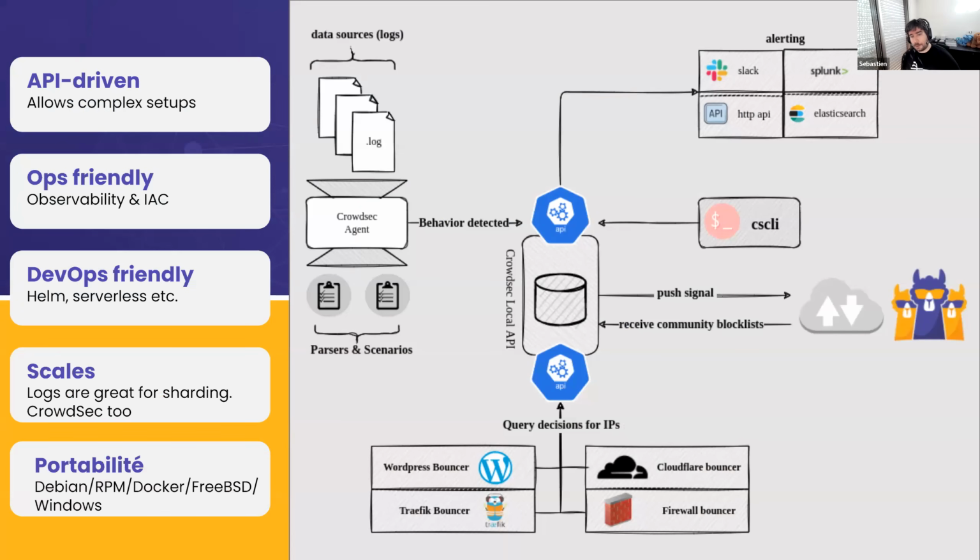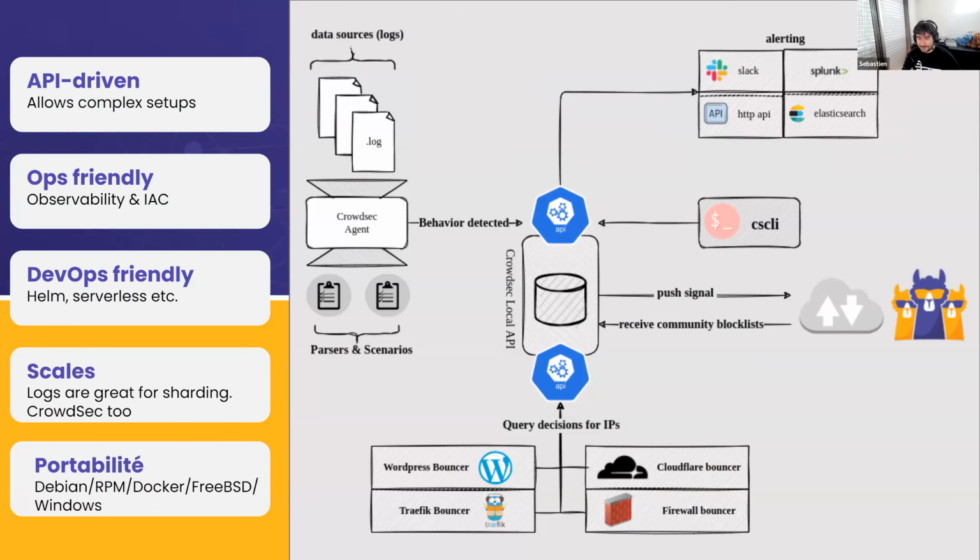Now for a more technical overview of the CrowdSec infrastructure. Basically, CrowdSec is API driven. Every component of CrowdSec internally uses what we call the local API, which is itself a component of CrowdSec. First of all, we have the agent. The agent is a component that will parse your logs and apply the scenario. So this is a component that will detect the behaviors.